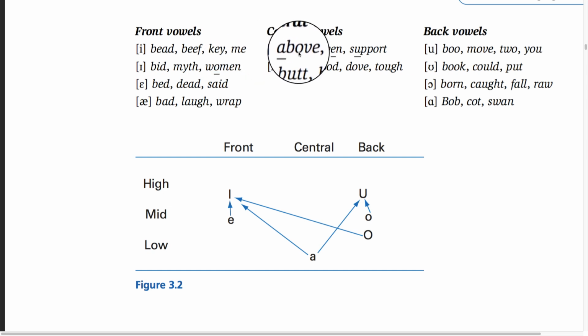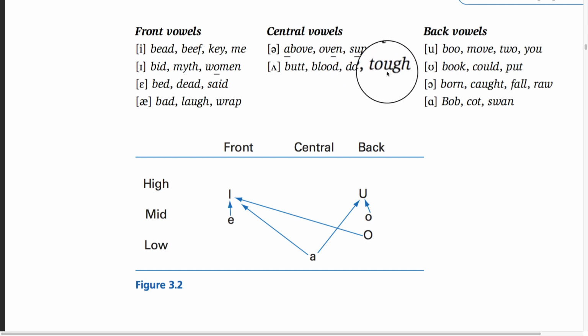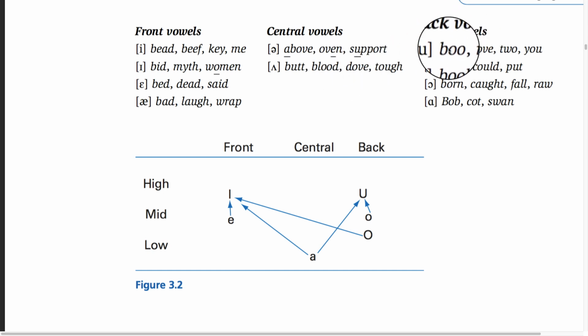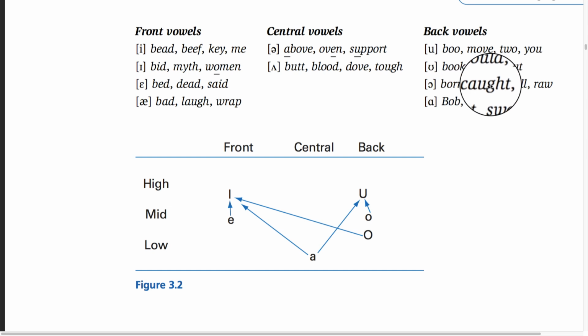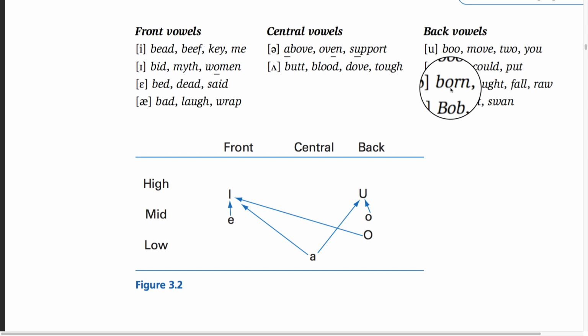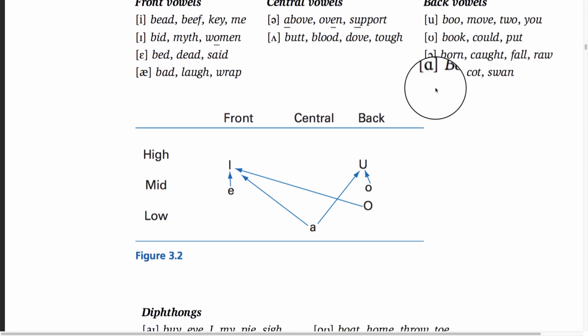Above، تلاحظ صارت من وسط الفم. Oven, support, butt, blood, dove, tough. نجي على الباك: boo، تلاحظ للنهاية. Move, too, book, born, caught, fall, swan، كليتها من الخلف. طبعا إضافة إلى مكانهم أفقيا، أكو توزيعهم عموديا اللي هو high, mid and low.